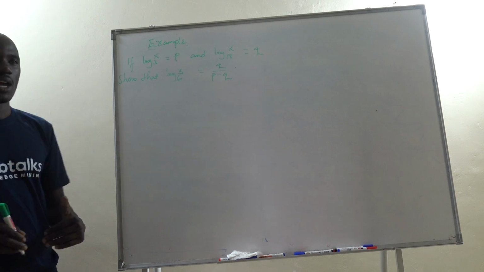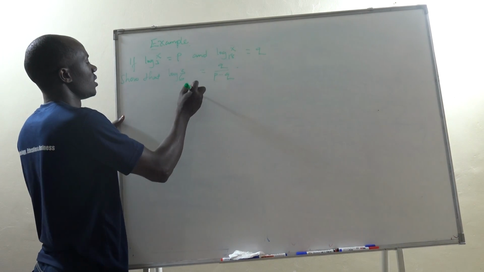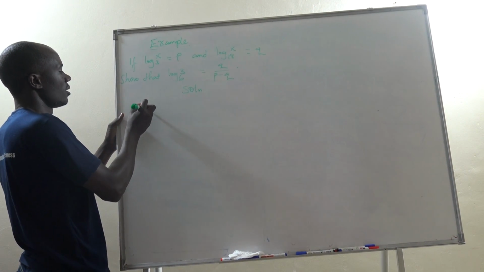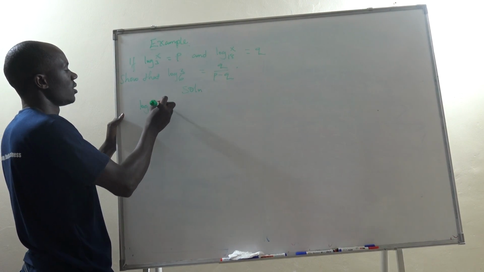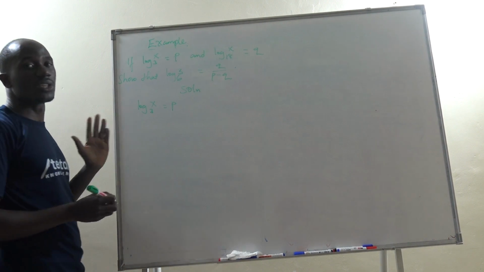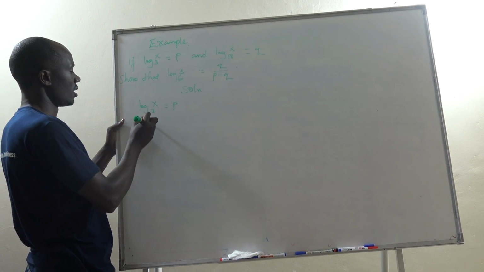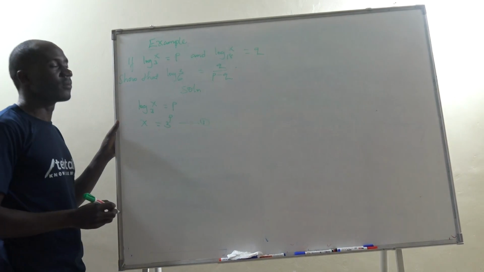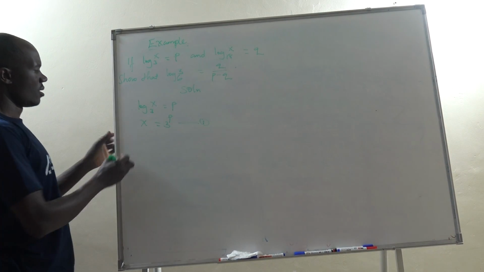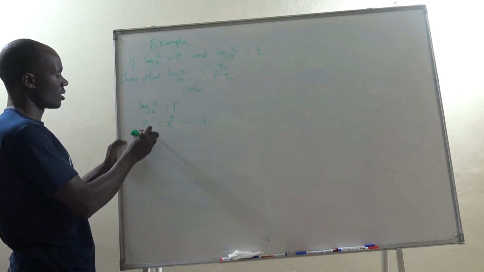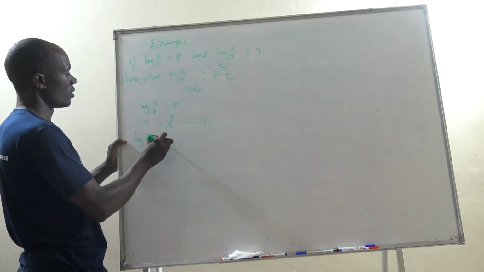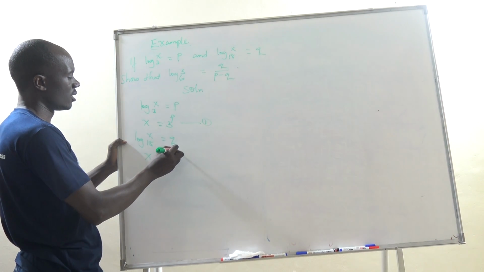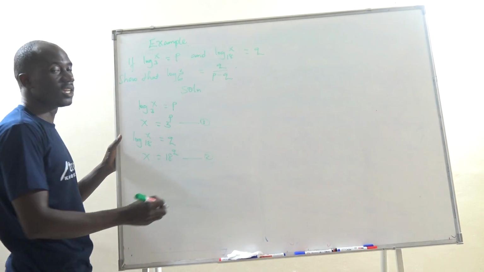So, the same way I've been doing it, using the laws of indices. We say log x base 3 equals p. We can make x alone from the index form: x equals 3 power p. I say this is the first equation. Coming to the other one, log x base 18 equals q, so x equals 18 power q. This is the second equation.